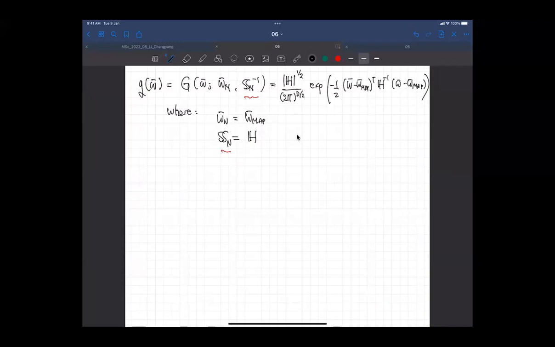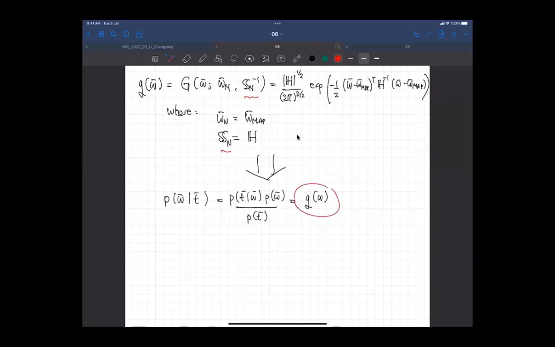Okay. So in this case, as we go back to the original goal of this training process, we want to have the posterior, and we can have P(W|T), which is P(T|W)P(W) divided by P(T), and this one is usually Q(W). And Q(W) here is that one.